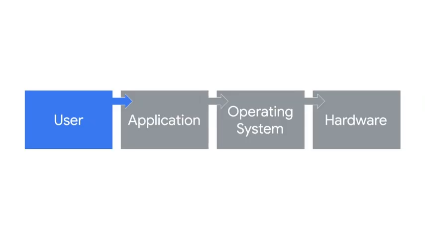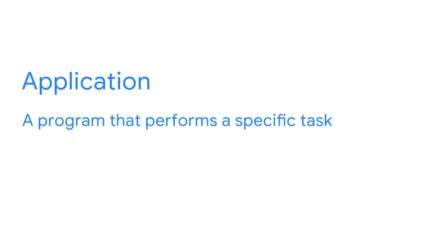Now that you learned how to boot the operating system, let's look at how you and all users communicate with the system to complete a task. The process starts with you, the user. And to complete tasks, you use applications on your computer. An application is a program that performs a specific task.